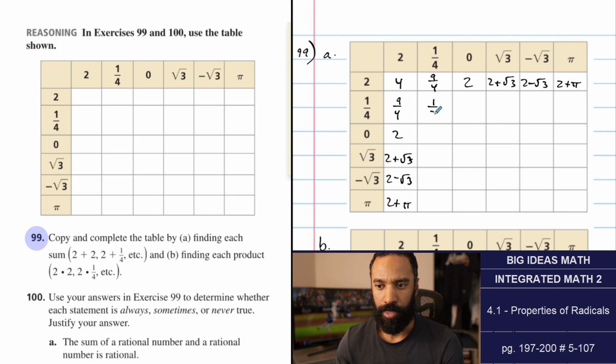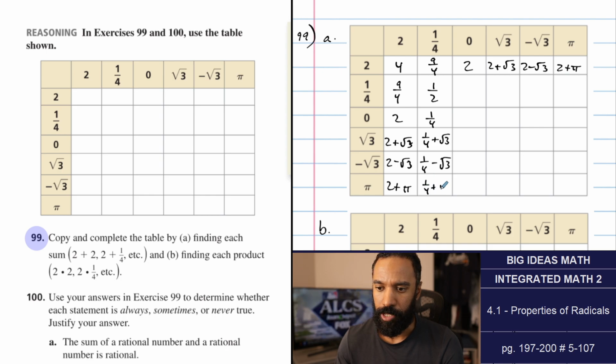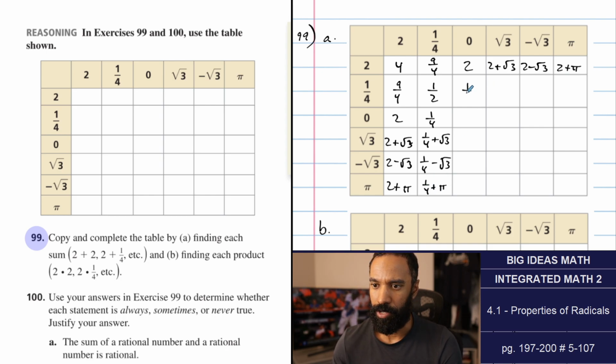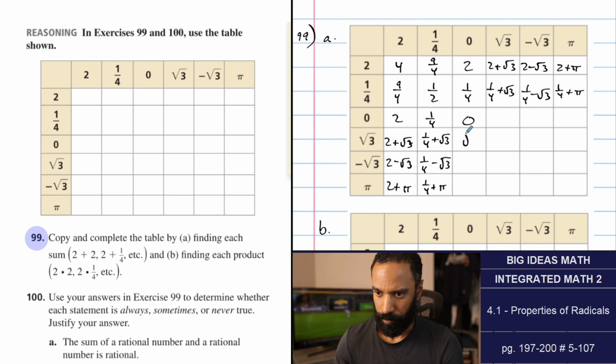1 fourth plus 1 fourth is 1 half. Which way should I go? I'll just go down and then mirror it. 1 fourth plus root 3. Why are they doing this? 1 fourth minus root 3. Maybe part B has, oh, this is part B. Oh, number 100. Maybe number 100 has something to do with this later. 1 fourth plus pi. So this does the same thing over here: 1 fourth plus root 3, 1 fourth minus root 3, 1 fourth plus pi. 0 plus these are just these numbers. So same thing: root 3, negative root 3, and pi.